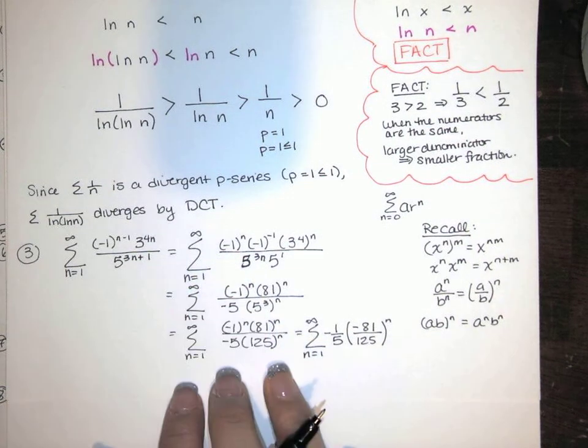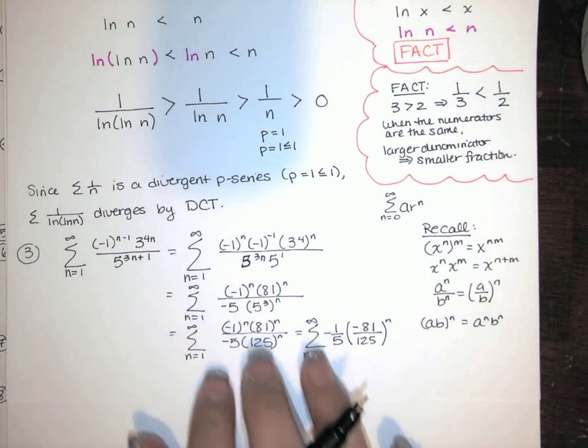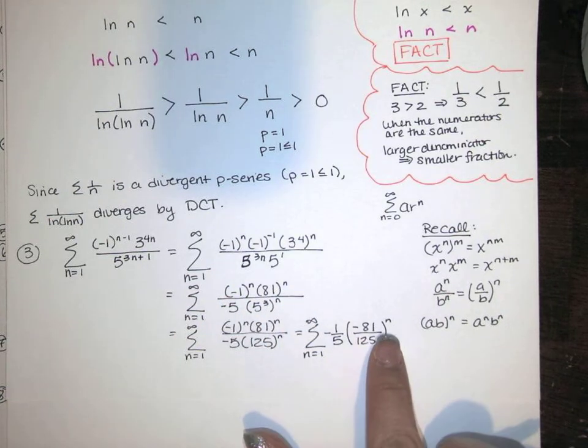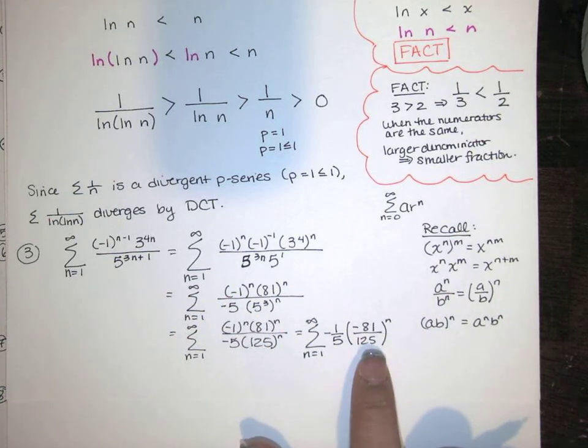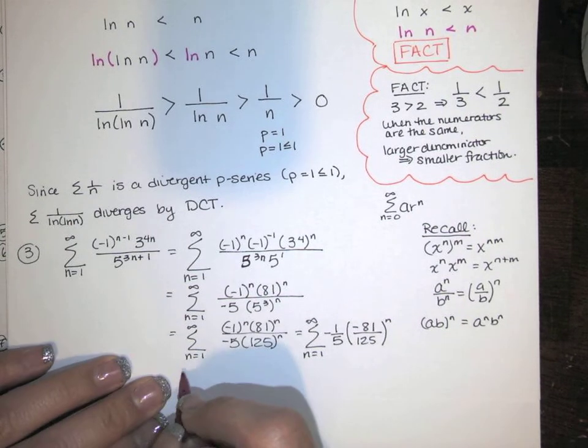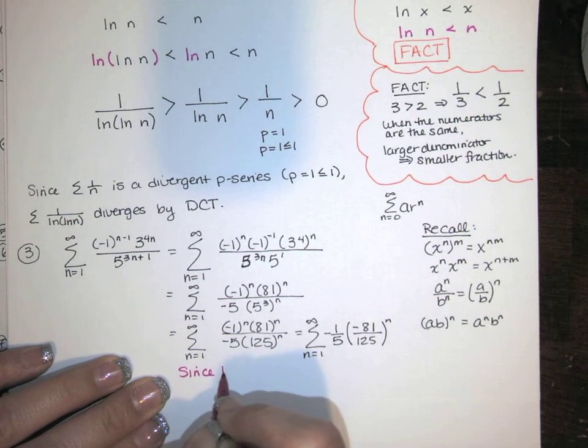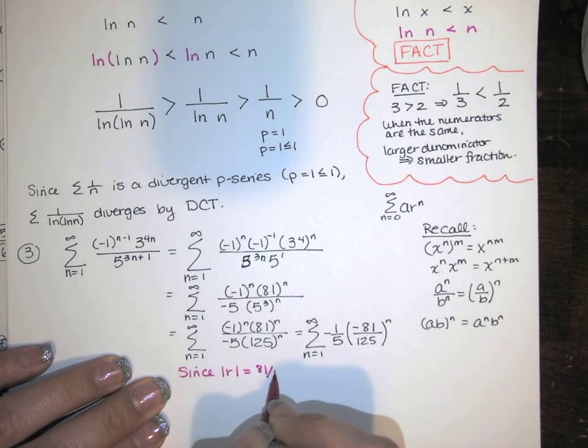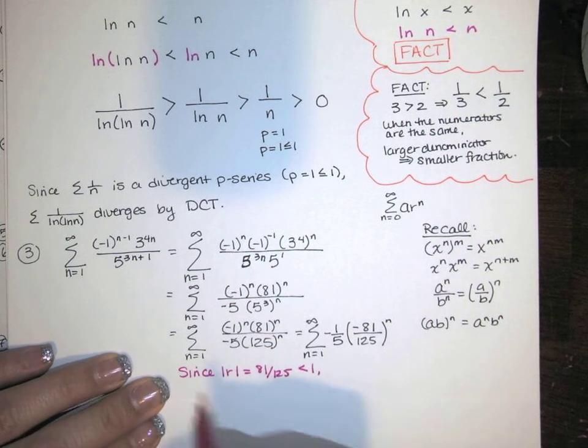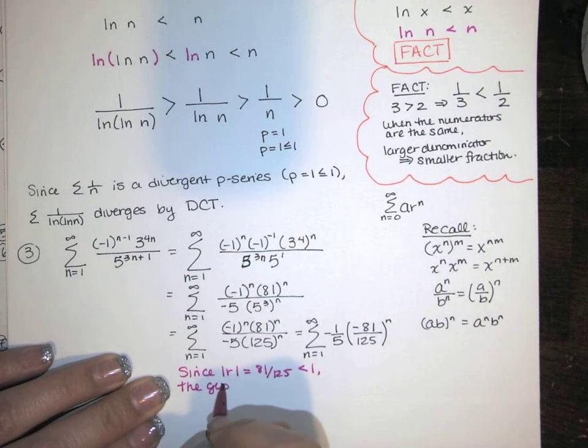So now we know it's a geometric series. We've rewritten it as a constant times a constant to the n, and r is the number that's being raised to the n. So r is this -81 over 125. So we'll say that since the absolute value of r is 81 over 125, which is clearly less than 1, the geometric series converges.